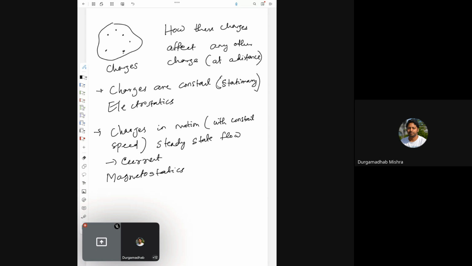The next step is now these charges. This is not a steady state flow. So the charges can move arbitrarily. They can have non-uniform motion. They can have acceleration. That will result in something we call electromagnetism, or it will be part of what we call electrodynamics.